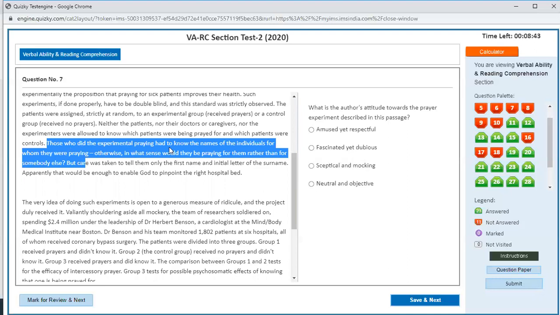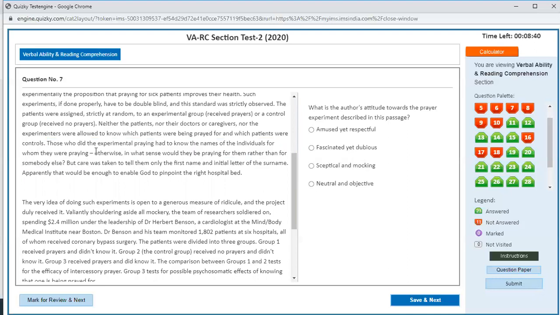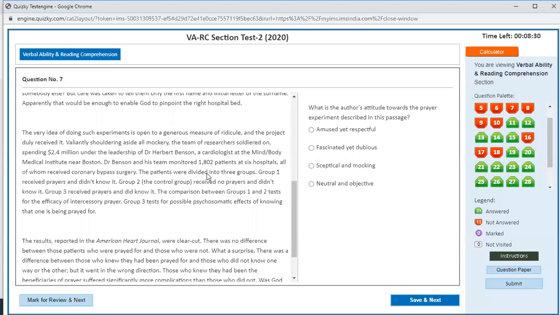Those who did the experimental praying had to know the names of the individuals for whom they were praying. Otherwise, in what sense would they be praying for them rather than for somebody else? But care was taken to tell them only the first name and initial letter of the surname. Apparently, that would be enough to enable God to pinpoint the right hospital bed. Okay. The very idea of doing such experiments is often to a generous measure of ridicule, and the project duly received it. Okay, bhai, बहुत बुराई मिली इस project को.